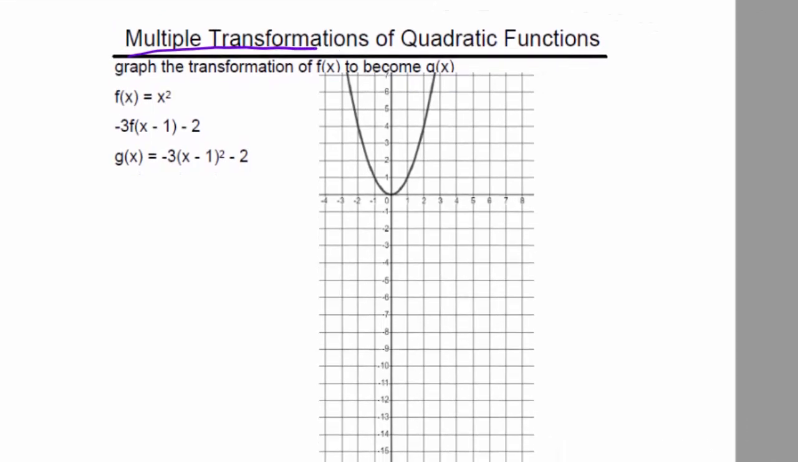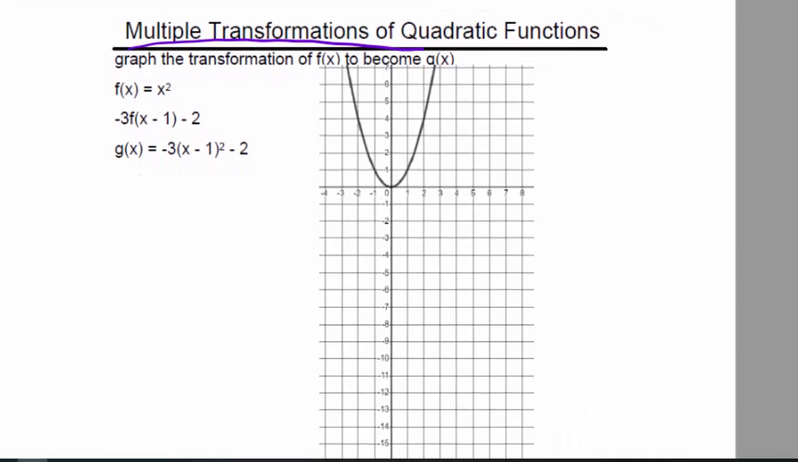Okay, so now we're going to do multiple transformations of a quadratic. So this is in vertex form here. This is what it would look like if we did it in just pure function form, where the negative 3 would be multiplied on the outside. The negative 1 would still be on the inside of the parentheses, and of course the minus 2 would be on the outside of the parentheses. So anyway, the transformation, let's go ahead and do those.